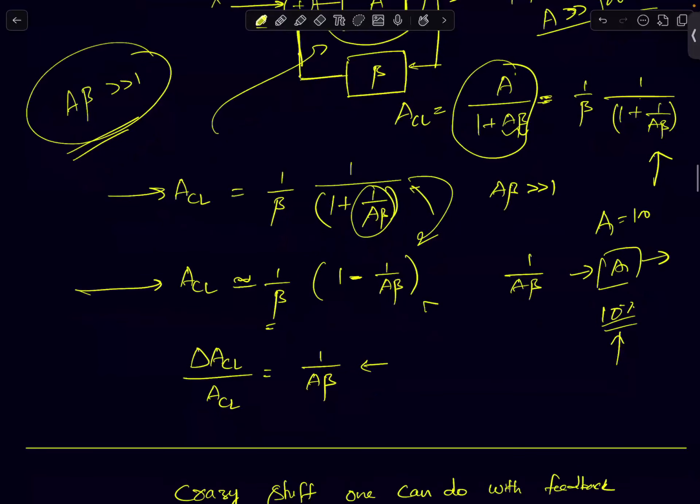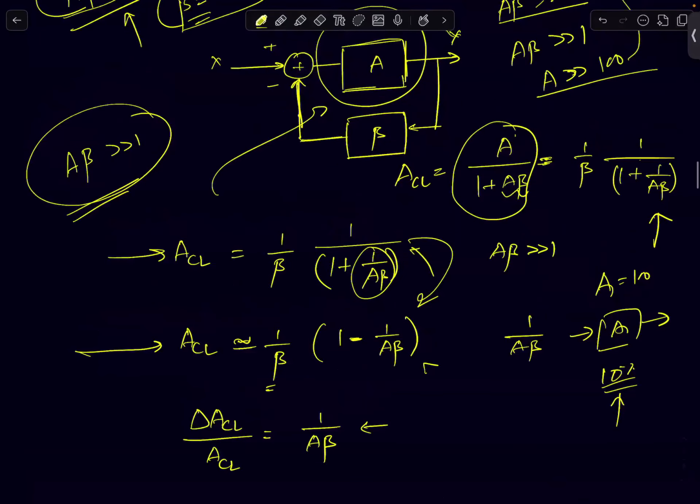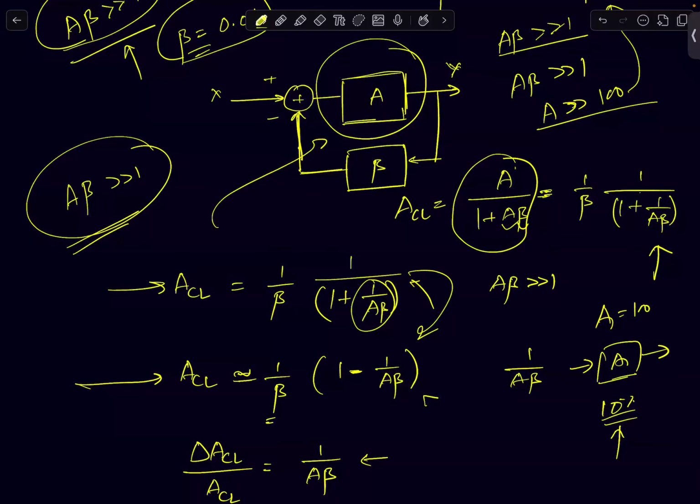What I am trying to do with this analysis is to show you, if you took an open loop amplifier with a 10% gain variation, then the gain variation delta A1 by A1 is going to be 10%. In closed loop, that variation will come down significantly. That's the point I'm trying to arrive at here. And Harold S. Black's whole idea was the same. He wanted to arrive at that result using this negative feedback amplifier.